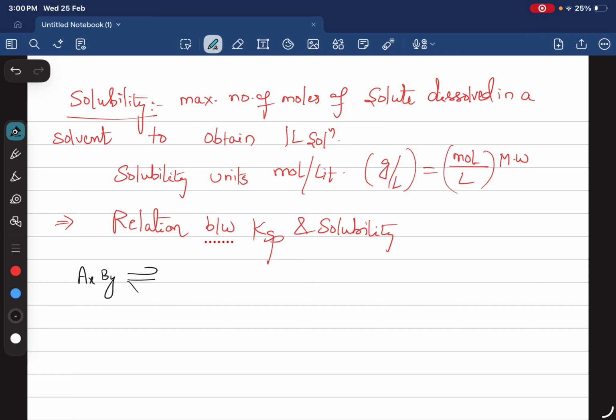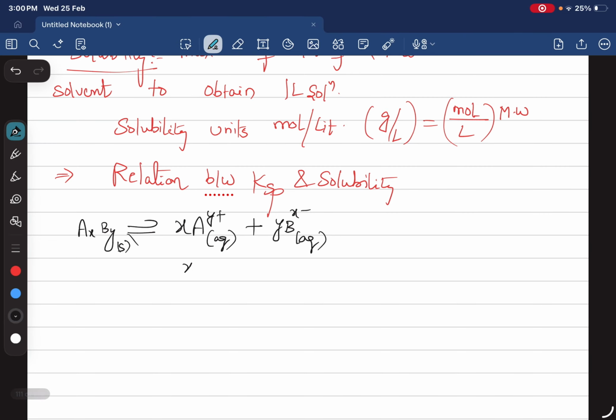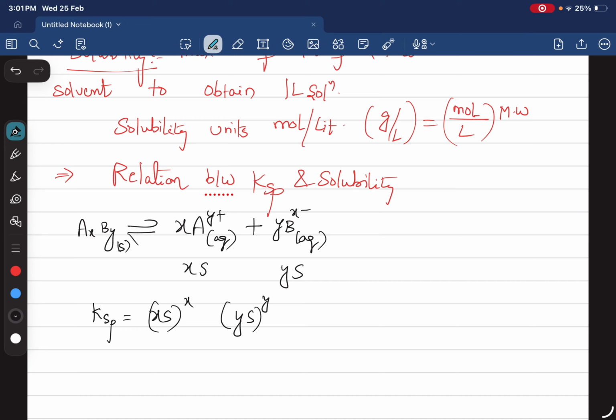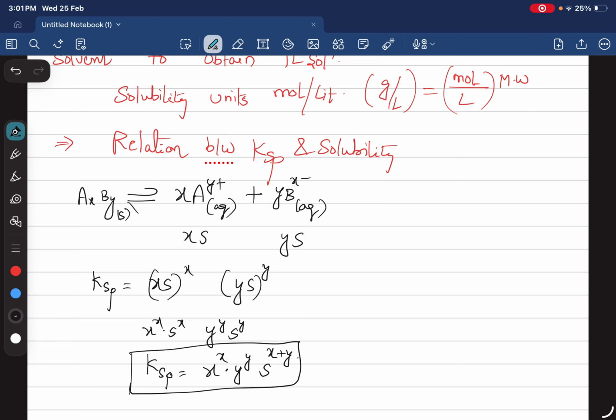AxBy splits into xA^y+ plus yB^x-. So the electrolyte AxBy is there. Let us take here x ions means xS solubility is formed, and here yS solubility is formed. So Ksp is a mathematical representation which can be written as (xS)^x into (yS)^y. The coefficient should be written at the powers. So Ksp equals x^x into y^y and S^(x+y). This is the way to represent Ksp for any sparingly soluble electrolyte.